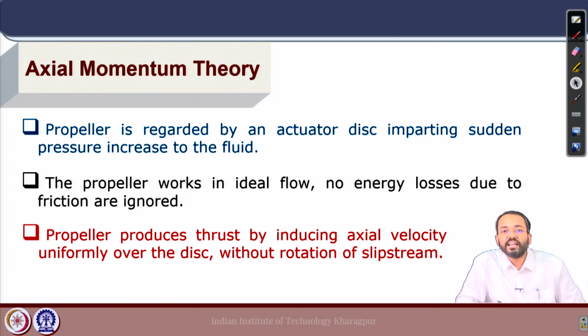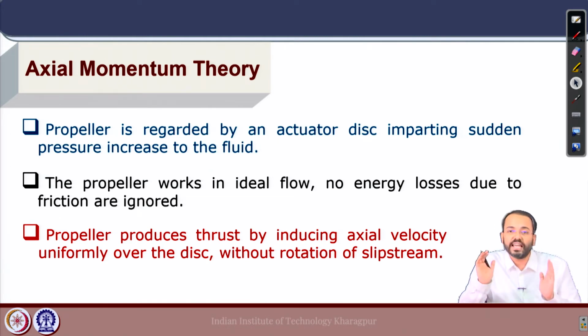And the third assumption for the axial momentum theory is that the propeller produces thrust by inducing axial velocity over the entire disc uniformly. By that we mean that the propeller is producing an acceleration to the inflow. We will explain all these things with the derivations, but without any rotation to the slipstream. The propeller being a disc is only giving a pressure increase to the flow, and by that it generates a thrust, but it is not providing any rotation to the flow.